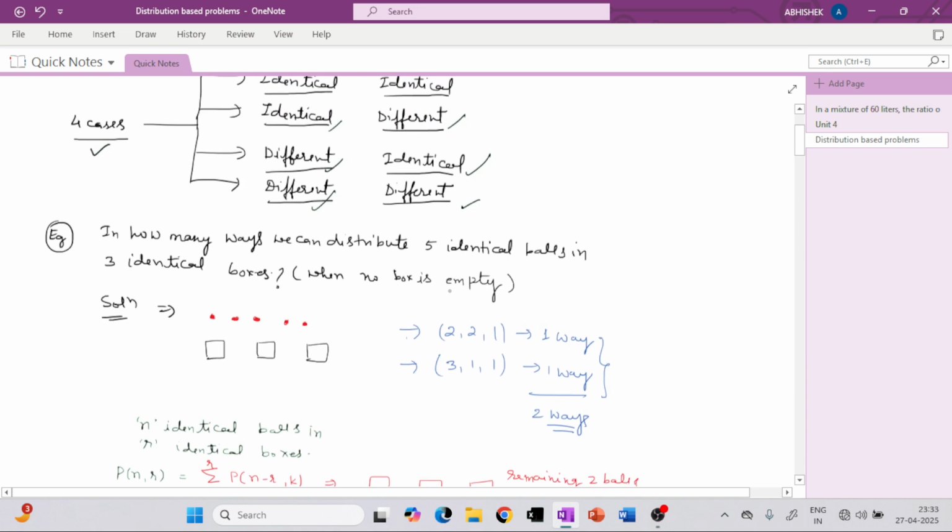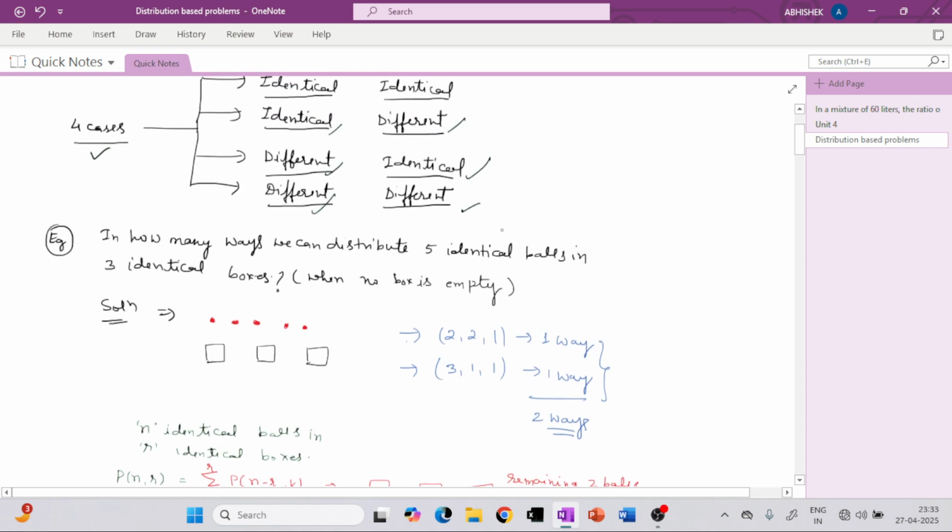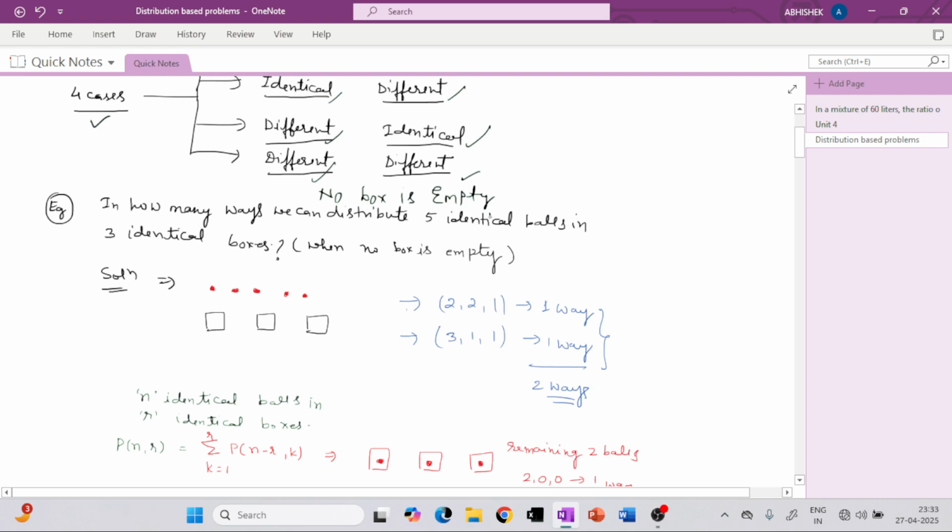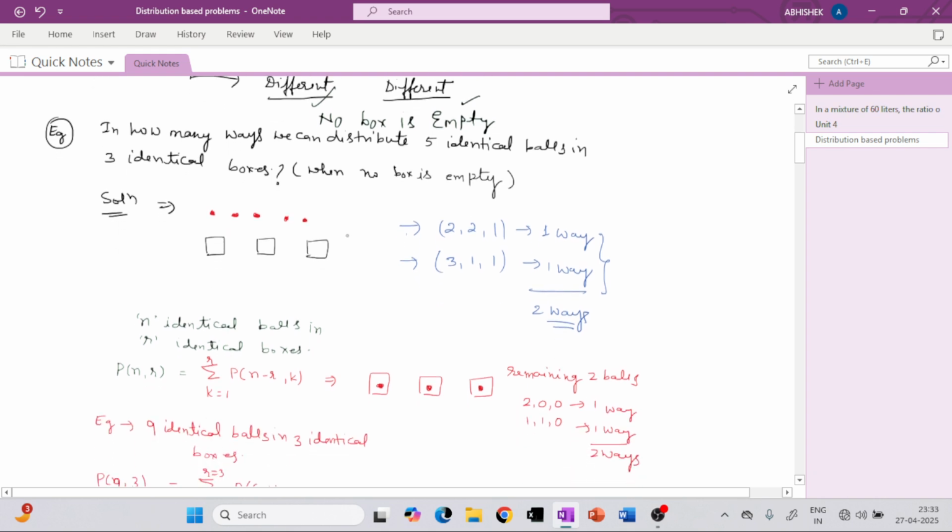The first case I'm going to discuss here is when no box remains empty, or no box is empty, which means at least one article must be kept in one box. Okay, so now example number one. In how many ways can we distribute five identical balls in three identical boxes when no box is empty?